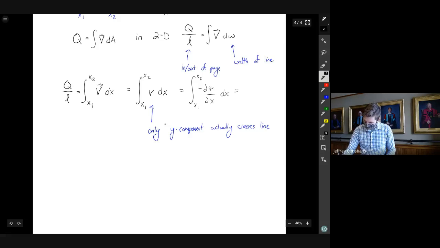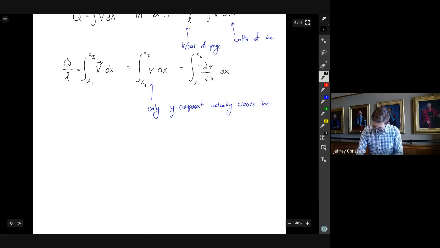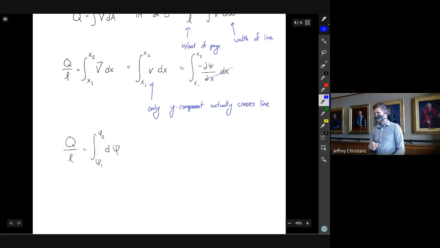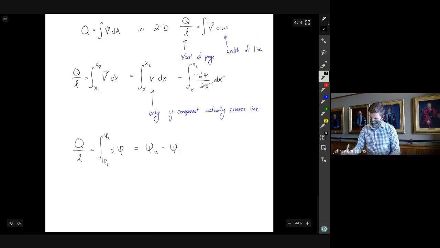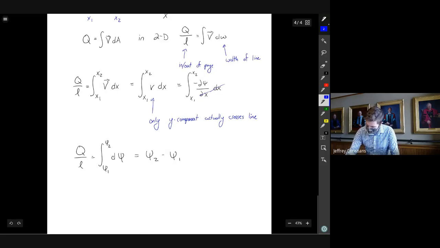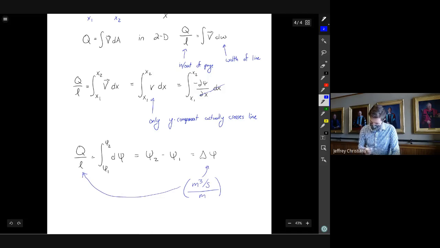This equals the integral, I'll do it down here. So Q over L is now equal to the integral from psi 1 to psi 2 of d psi. Basically, those two terms cancel each other out, and we're left with just d psi, which is everybody's favorite integral, because this equals just psi 2 minus psi 1. So delta psi has units of meters cubed per second per meter, just like flow rate does.